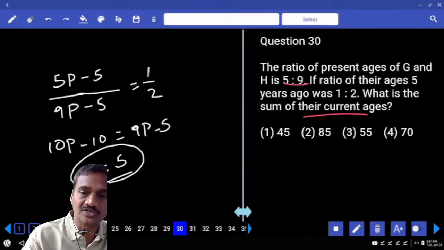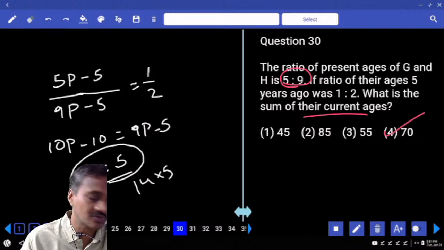If p equals 5, then what is the sum of the current ages? Now the current ages are 5 plus 9, which is 14. Now 14 into 5, how much is that? 70, that is choice 4, question number 30.